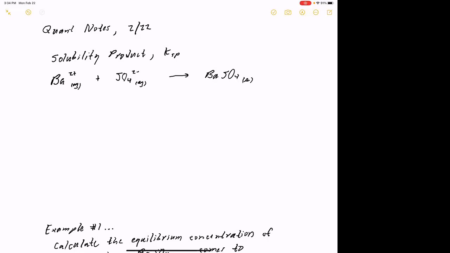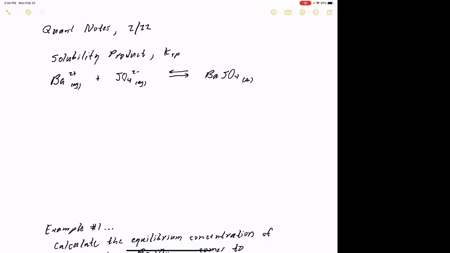All right, but now we have to think about this as an equilibrium expression. So now we have to think about when we form the barium sulfate product, what's really happening is that some of it actually redissociates back to the ion forms. The reaction doesn't really go 100% to the right.